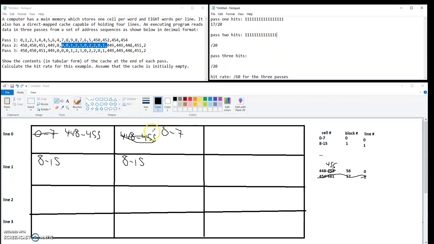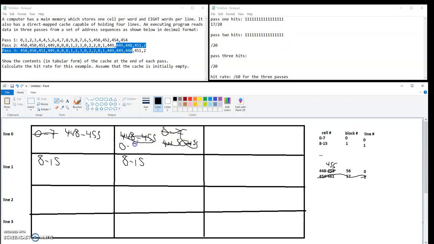are all hits. And then 0 to 7 is overwritten by 448 again to 455 when 449 is brought in. And then we get 3 more hits. And then 2 is requested, which is in the block with 0 to 7. So at the end of that pass, we got 17 more hits.